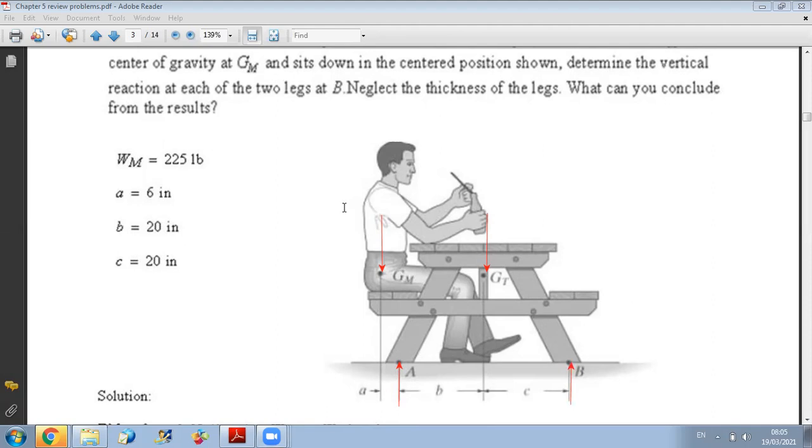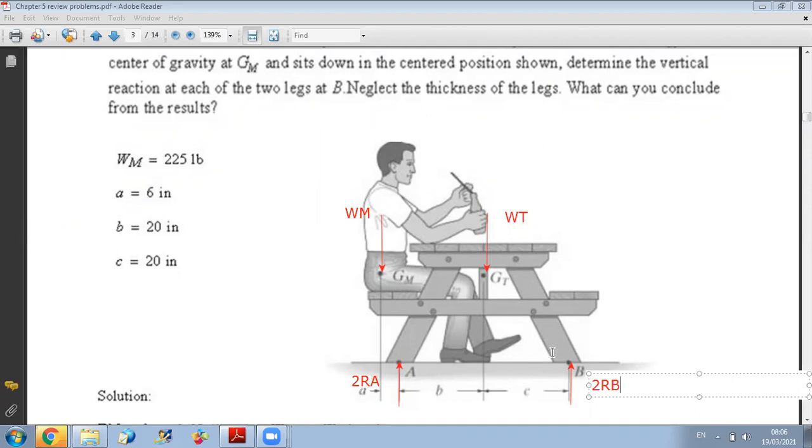So let me annotate them. This is the weight of the man, this is the weight of the table, and this is the reaction at A, 2 RA, and the reaction at B, 2 RB. Okay. Now, what we want to do is to check the condition for equilibrium. So to have equilibrium, we will find what will be the reactions at B. They asked for the reaction at B.